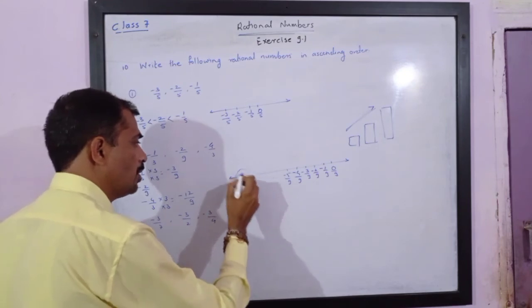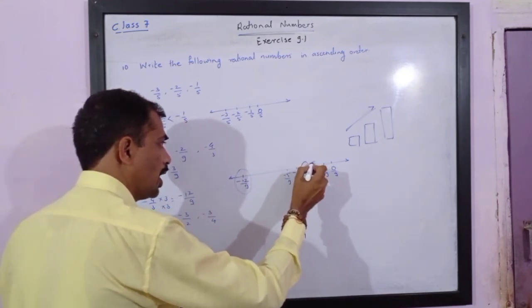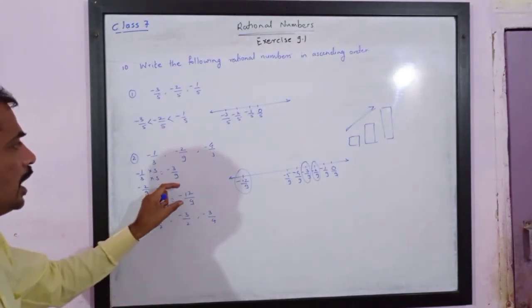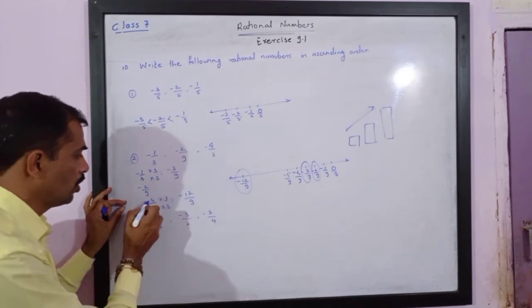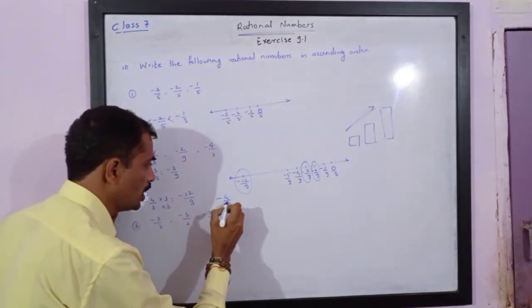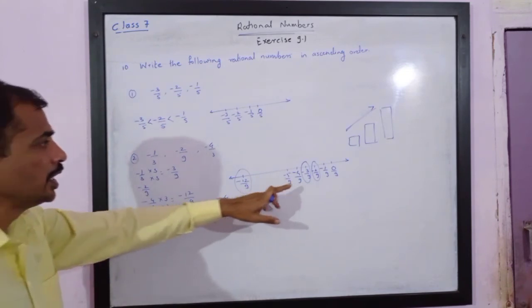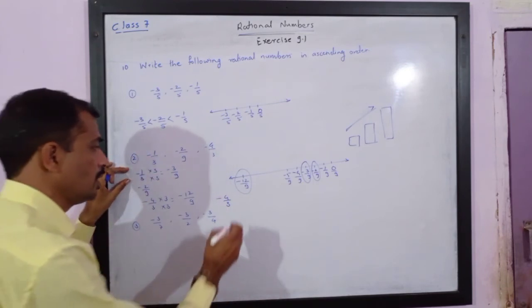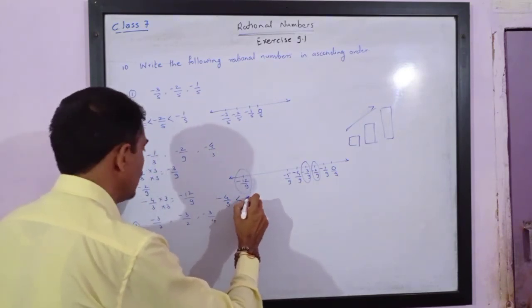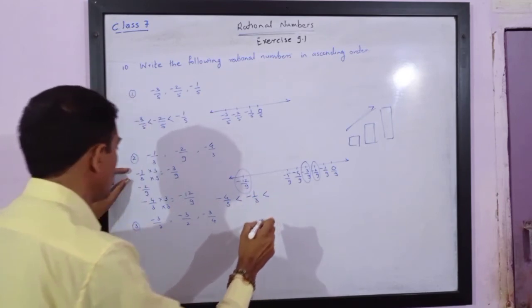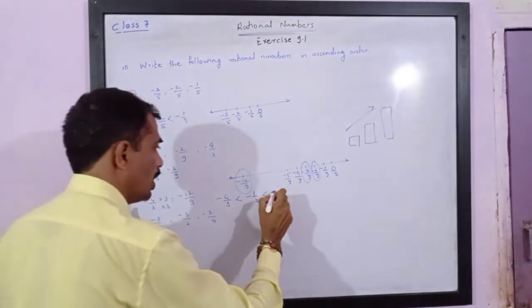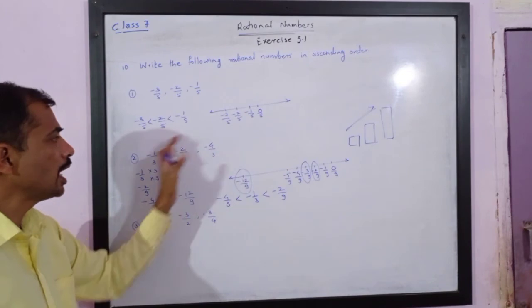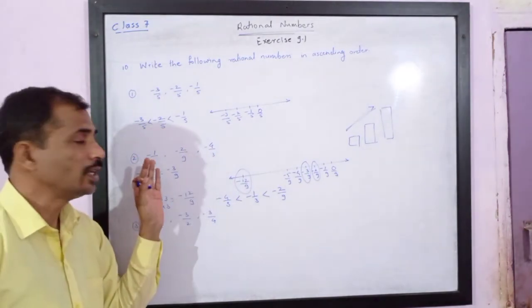So we have to do the comparison between negative 12 upon 9, negative 3 upon 9, negative 2 upon 9. So smallest among these is negative 12 upon 9. Negative 12 upon 9 is nothing but negative 4 upon 3. So negative 4 upon 3 is smallest. Then negative 3 upon 9, which is equal to negative 1 upon 3, is smaller than negative 2 upon 9. It means negative 2 upon 9 is the biggest rational number among the given rational numbers.